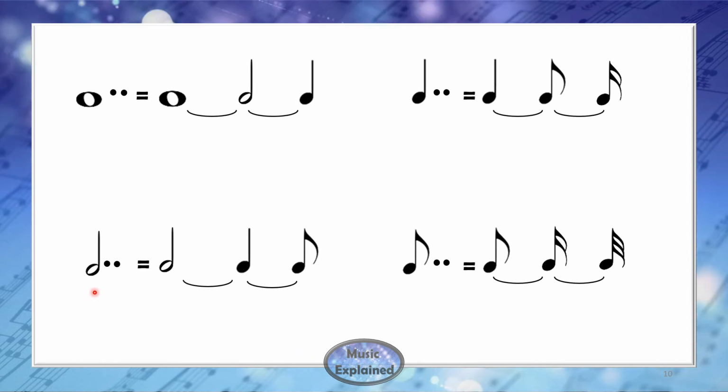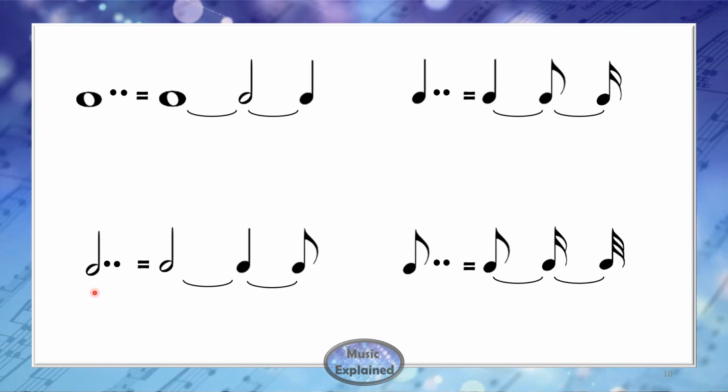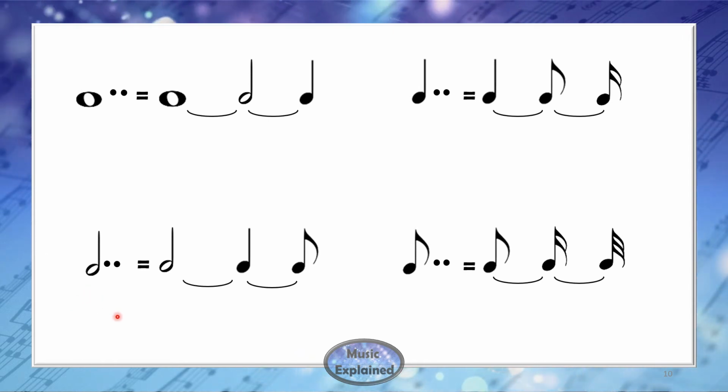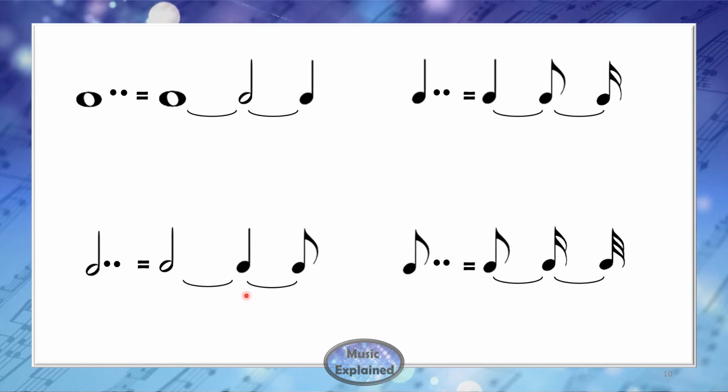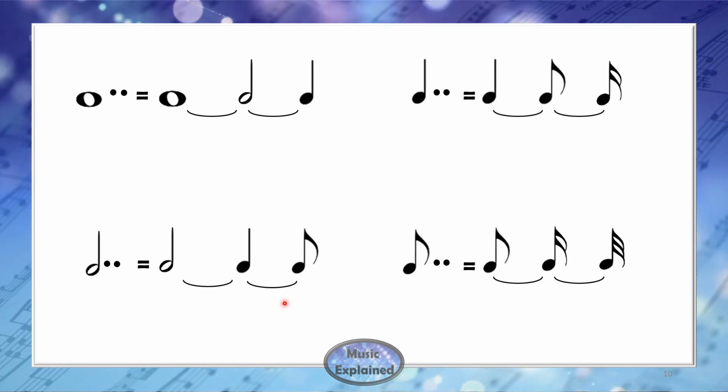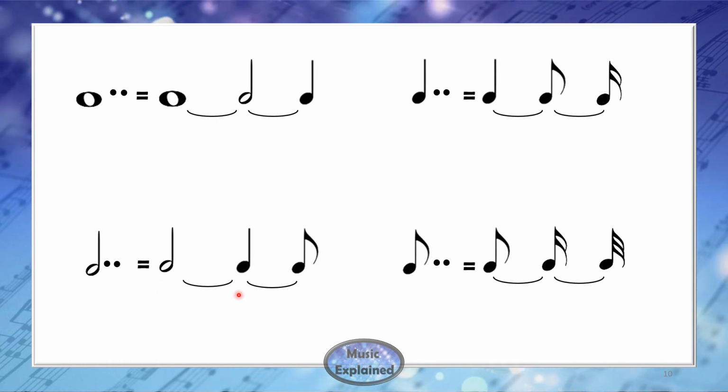Let's see the double dotted half note. The half note is 2 beats. We add half of its value, 1 beat. Then we add half of the dotted value, which is a half beat. And then we get 2 plus 1 plus a half. It's going to be 3.5 beats.